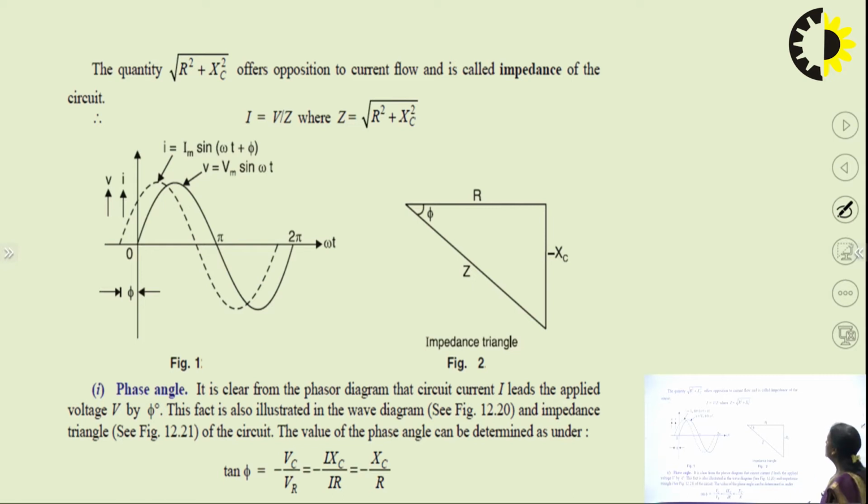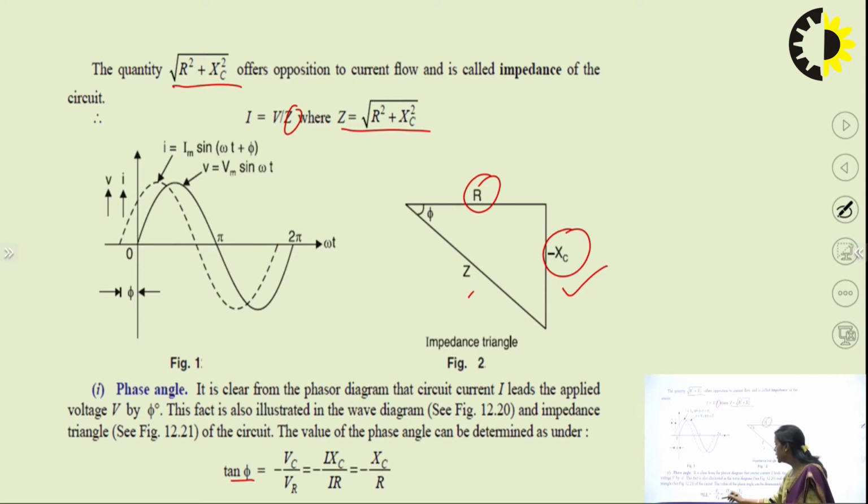So this quantity is the impedance. Impedance means it offers opposition to current flow, right? So here V upon Z, as I told you, you can replace this by Z. Then the phase angle, if you want to find the angle, tan phi, here we have drawn the impedance triangle. From this impedance triangle you can see this is R, this is minus XC, and Z. So Z is equal to under root R square plus XC square, and from here you can write tan phi is equal to VC by VR, or you can write I in this form, and finally you will get minus XC by R.